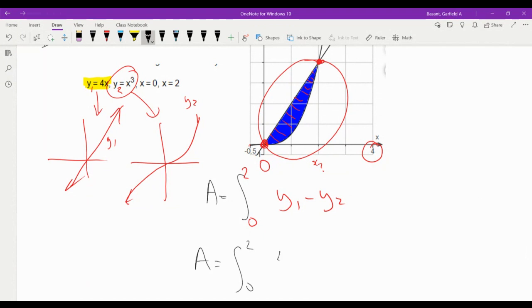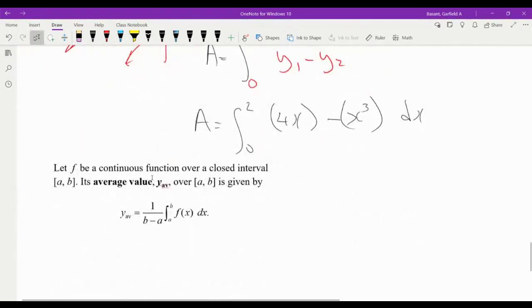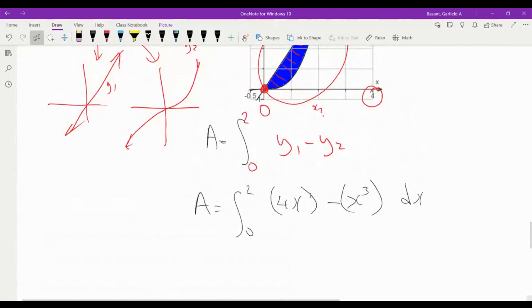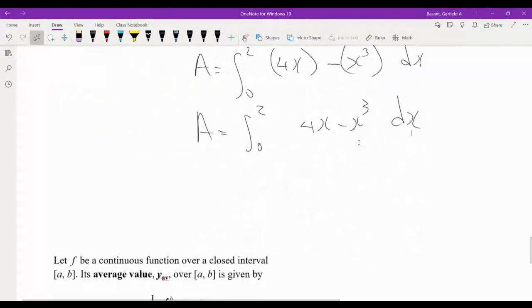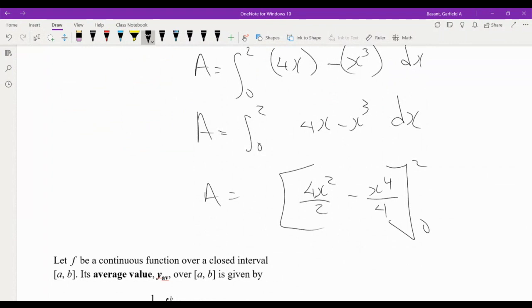So the Y1 then would be 4x minus Y2, which is x to the third, dx. Does that make sense? Yes. So when we find the integral of this, it's going to be from 0 to 2 of 4x minus x to the third dx. And then everything is just like we did in 4.3 now. Here is the antiderivative of this, which is 4x squared over 2 minus x to the fourth over 4. We're going to evaluate that from 0 to 2, and that will give us our answer.